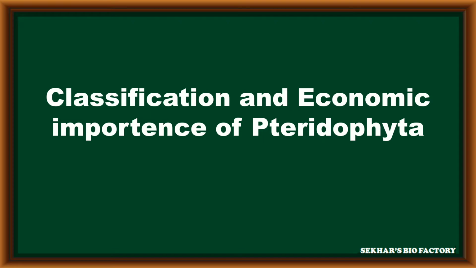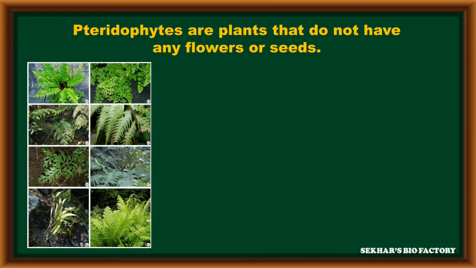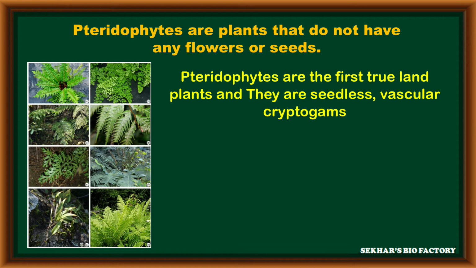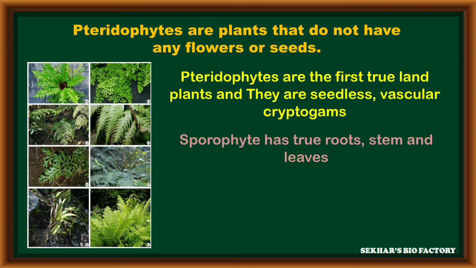In this video, I am going to explain the classification and economic importance of Pteridophyta. Pteridophytes are the plants that do not have any flower or seeds for reproduction. These pteridophytes are the first true land plants without seeds and are called vascular cryptogams. The sporophytic plant body of pteridophytes has true roots, stem and leaves.